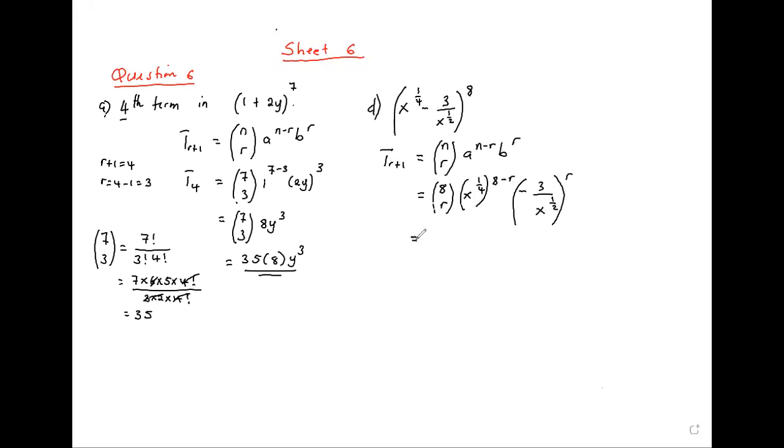Then you put together the variable x. So collect all the x's and put them under the same power. So we'll have 8 choose r, and then x is to the power 1 over 4 multiplied by 8, you get 2. So what happens is that you get the power of x, this whole thing here. Simplify it. So you say 1/4 multiplied by (8 minus r). This is going to be 2 minus 1/4 r.